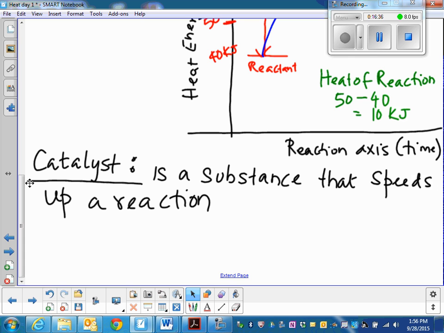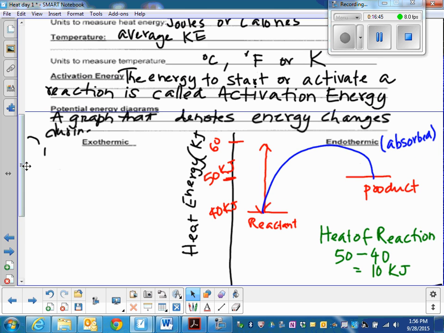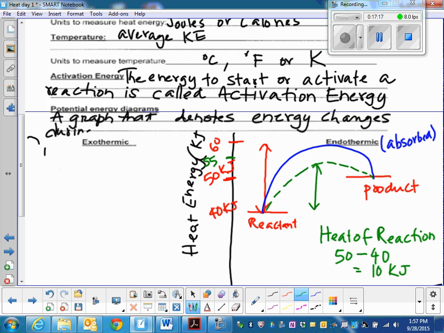Now, the question is, the catalyst speeds up a reaction. How does it actually speed up a reaction? What does it do? Let me tell you how a catalyst speeds up a reaction. Do you see the reactant to the product? The catalyst actually lowers the activation energy. It'll still go from the reactant to the product, but now what is my activation energy? It's going from 40 to maybe 55. Does that make sense?